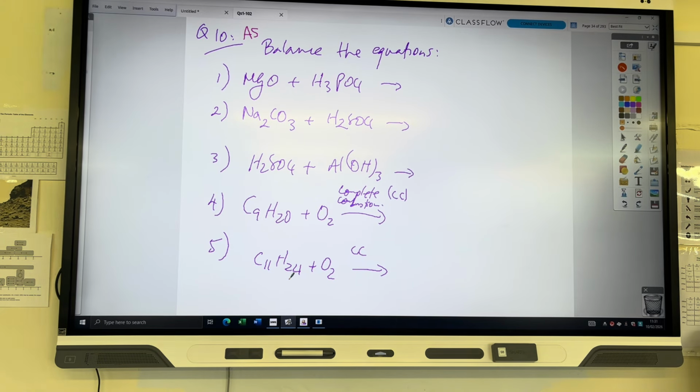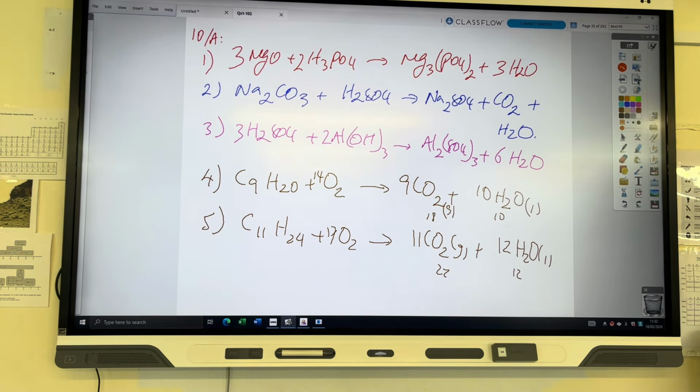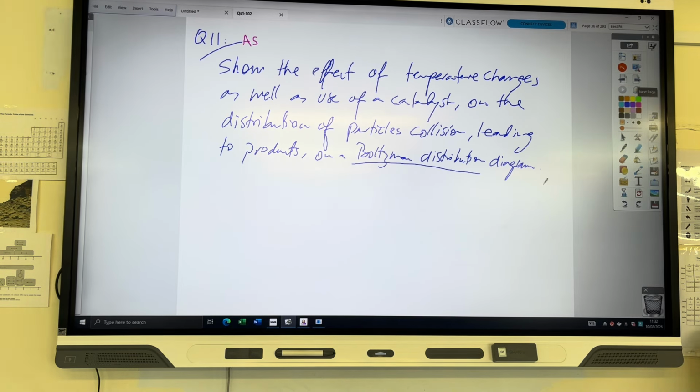And C11H24 plus oxygen, again, write a complete combustion. For the 5 of them at this stage, you should not be spending anything more than a minute. Otherwise, you've got issues balancing equations. So for the 5 equations, you've got 6 minutes. Show the effect of temperature changes as well as the use of the catalyst on the distribution of particles collision leading to product on a Boltzmann distribution diagram.